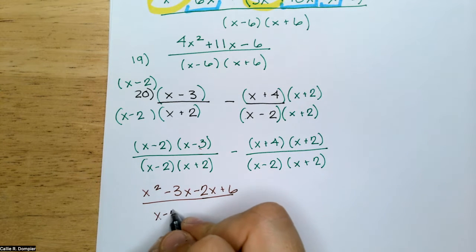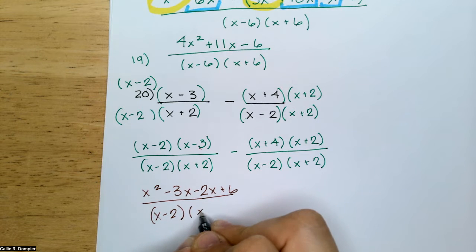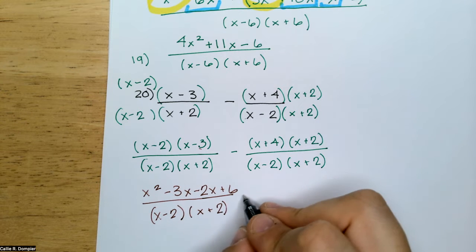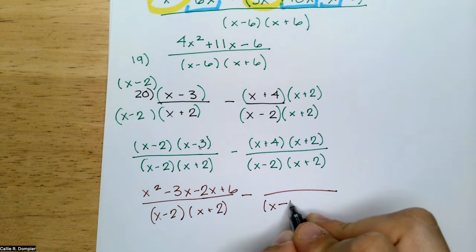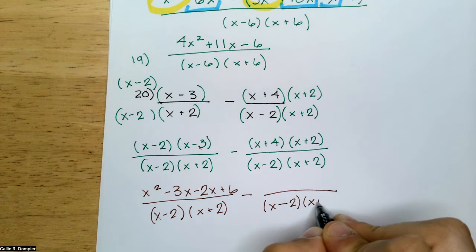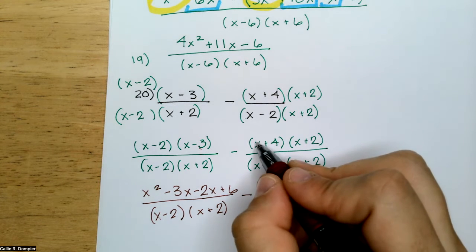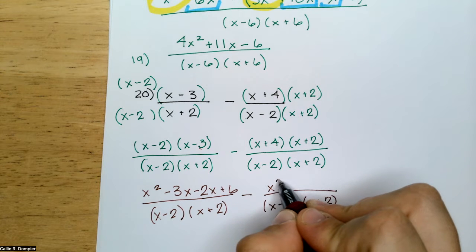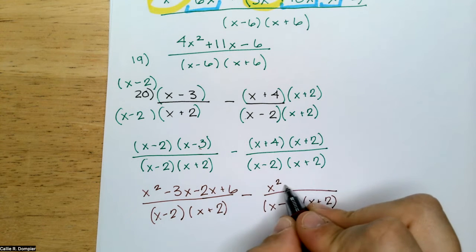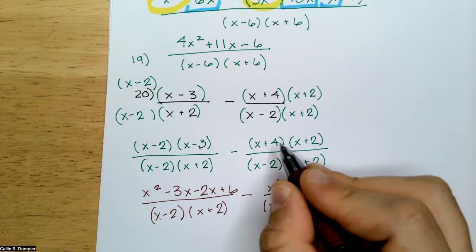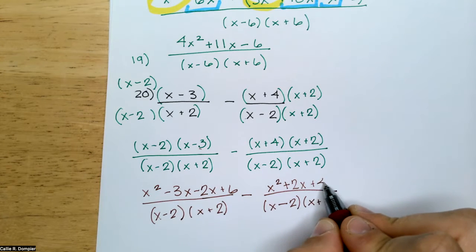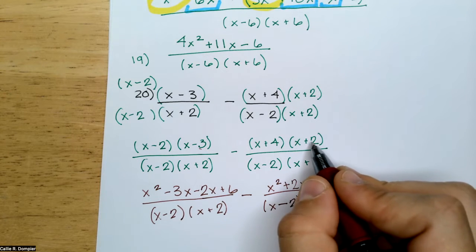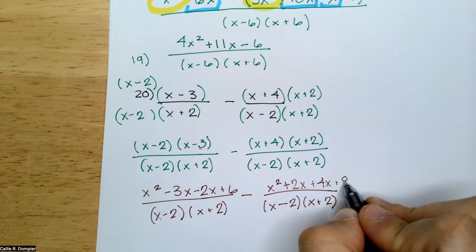over (x - 2)(x + 2), minus x times x is x squared. x times 2 is 2x. 4 times x is plus 4x. 4 times 2 is 8.